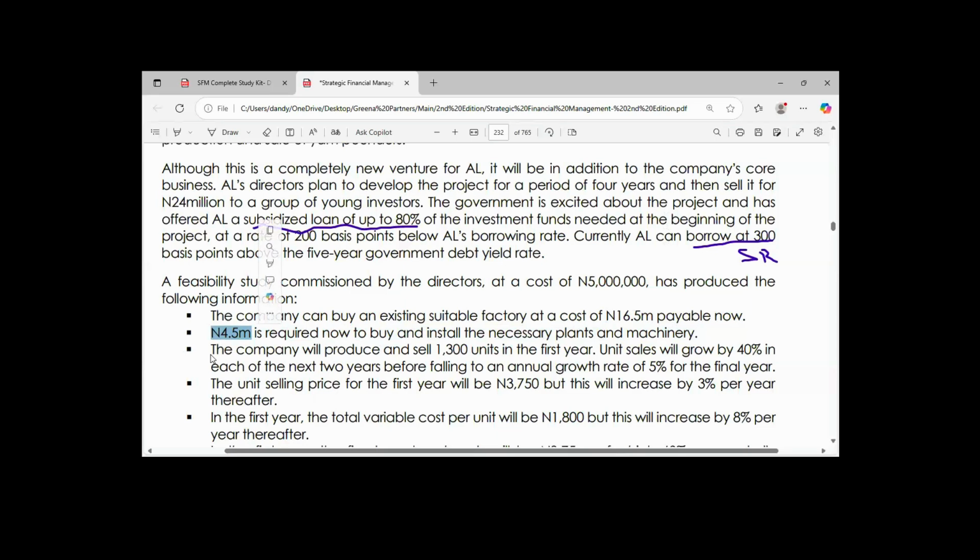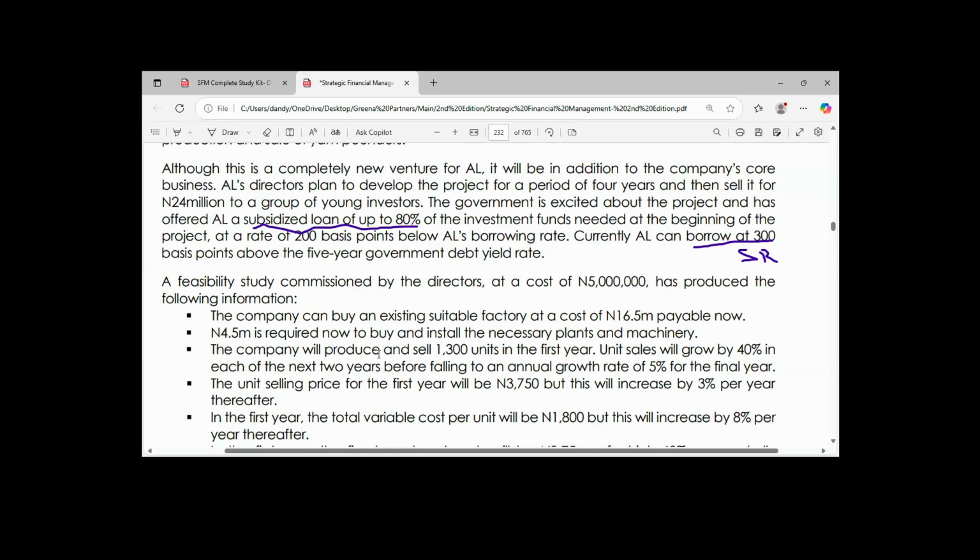Then, in bullet point number 3, you are told that the company will produce and sell 1,300 units in the first year. Unit sales will grow by 40% in each of the next 2 years before falling to an annual growth rate of 5% for the final year. So in this case, what are you supposed to do? You are told that 1,300 units will be produced and sold for the first year. And you are told that there's inflation. There's a growth rate on the number of units produced and sold by 40% for the next 2 years, then falling to 5%. What are you supposed to do in this case?